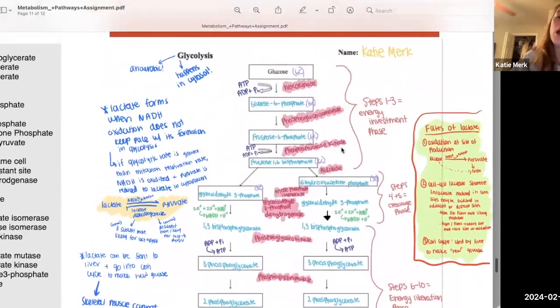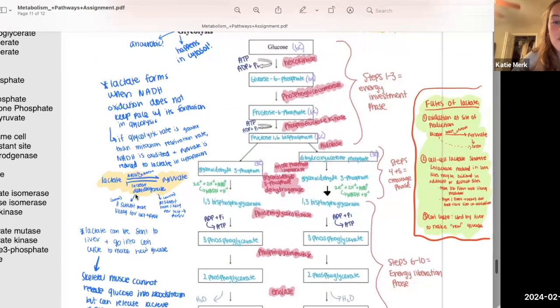To speak a little bit about alternate pathways with glycolysis, lactate forms when NADH oxidation does not keep pace with its formation in glycolysis. So if the glycolytic rate is greater than the mitochondrial respiration rate, NADH is oxidized and pyruvate is reduced to lactate in the cytoplasm. So this is done via lactate dehydrogenase. It converts an NADH to NAD plus and we get pyruvate to lactate.